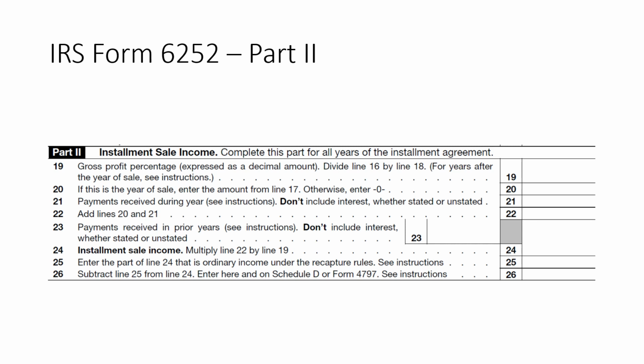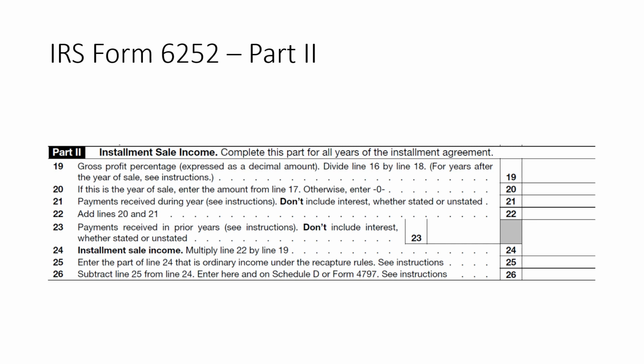And then for the year of sale, you're going to carry over any debt assumption that's treated as cash received on line 20, and then also bring in any payments during the year for later years, and then lines 20 plus 21 times the gross profit percentage is going to be your installment sale income on line 24. You'll note on line 23 we account for any prior year's payments, but we don't need to really take those into account here. This is just an accounting mechanism.